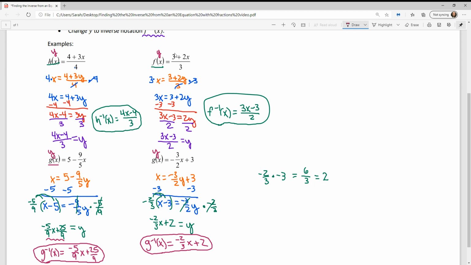If they start by looking like a big fraction, remember to multiply both sides by that bottom number of the fraction as your first step after you switch x and y. If you have a fraction in front of y, we undo the fraction in front of y by multiplying by the reciprocal, the upside down version of that fraction. If you start with fractions, you're going to get fractions in your answers usually.